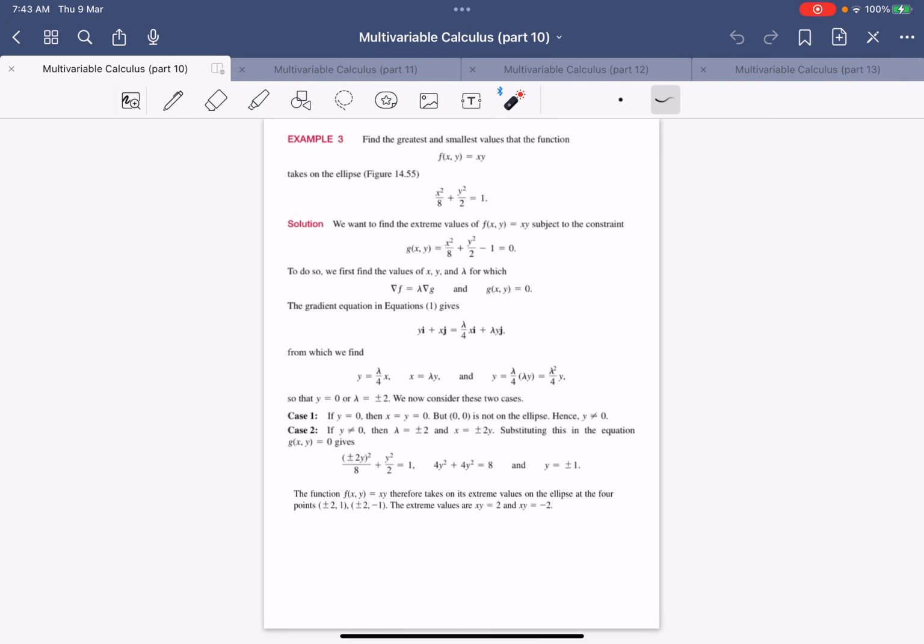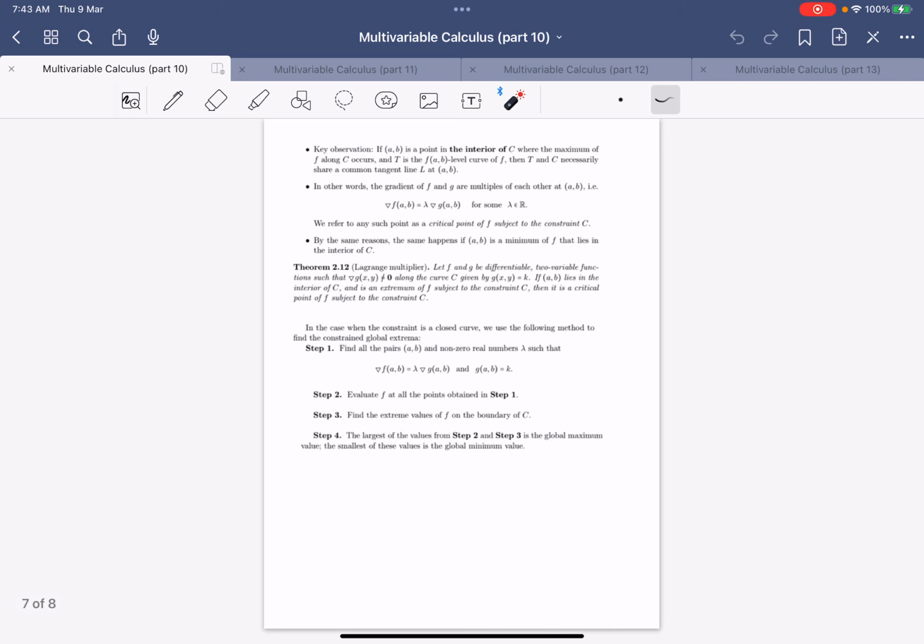And so that's a very step-by-step way of finding the extreme values of a function in 2 variables. You can of course extend this to multiple variables, and the Lagrange multiplier method will still work.